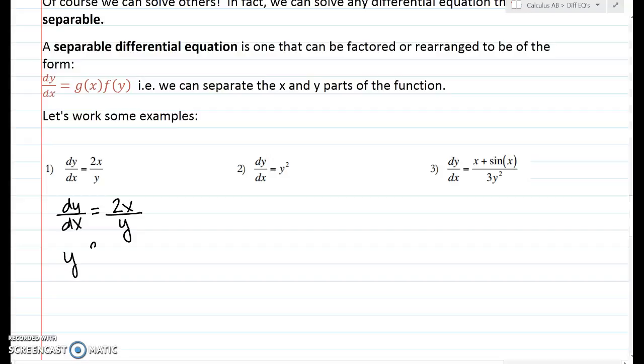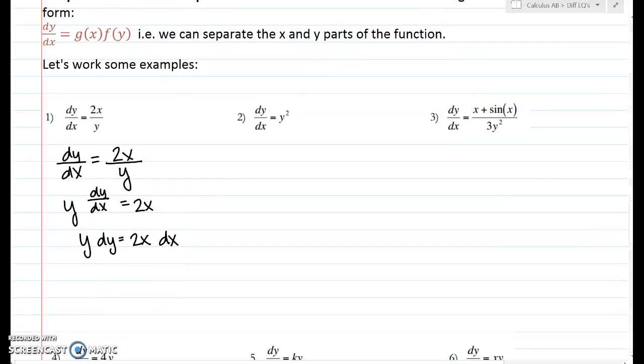I'm going to multiply both sides by y, and then I'm going to multiply both sides by dx. I could have thought about that as cross multiplying right from the beginning, okay? And then I'm going to integrate both sides, all right? So the integral on the left in terms of y, antiderivative of y is 1/2 y squared. Antiderivative of 2x is x squared, and don't forget your constant, okay? We have a plus c.